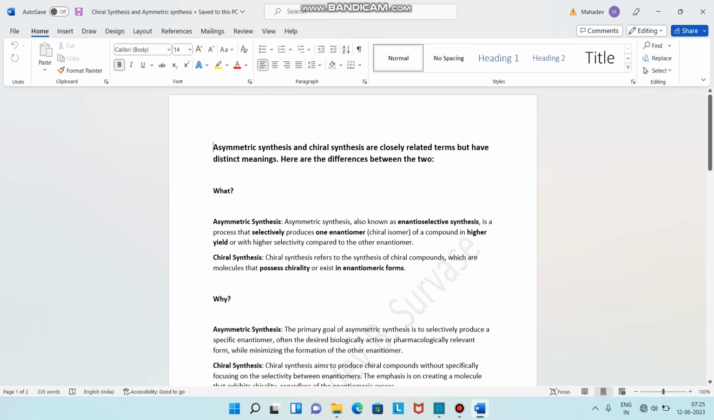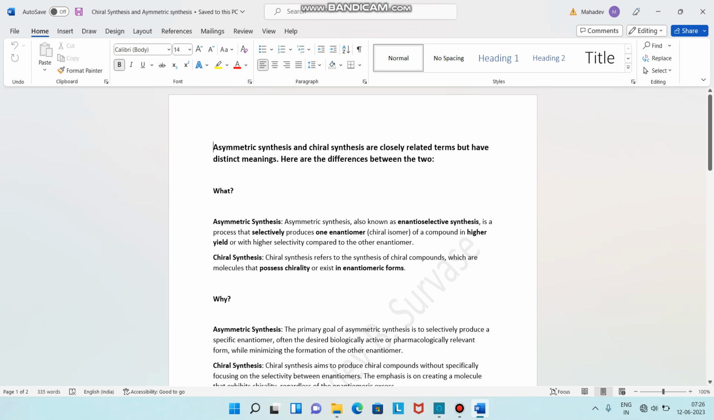So asymmetric synthesis is also known as enantioselective synthesis. Because in asymmetric synthesis, the focus is on enantiomers, it is known as enantioselective synthesis. And it is a selective process for production of one isomer, one enantiomer, and that too in a higher concentration or higher yield as compared to the other. So this is asymmetric synthesis.